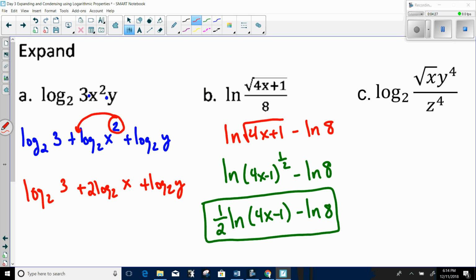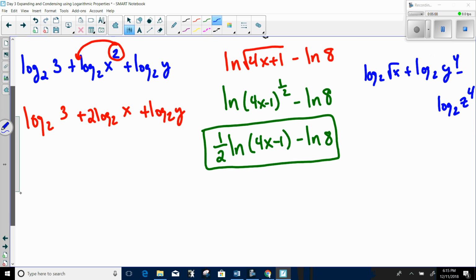Okay. And then the last one, we have multiplication and we have division. So this becomes log base 2 of, and there are a couple ways you can do it. What I would do is just do it in order, do the multiplication first, so it'd be the square root of x plus log base 2 of y to the 4th minus, and I'm running out of room here, so I'm going to write it down below, log base 2 of z to the 4th. So this should all be on one line, but I kind of ran out of room, so I'm going to go down here where I can write it a little bit cleaner.